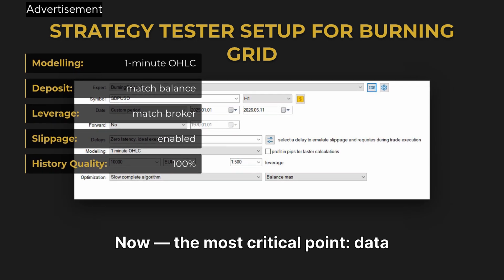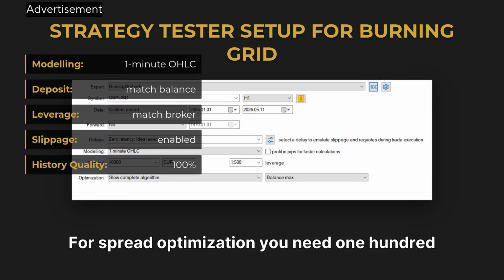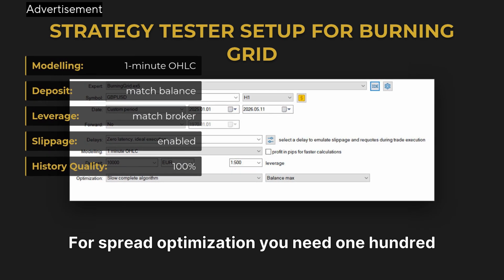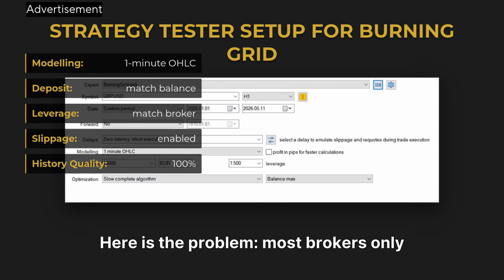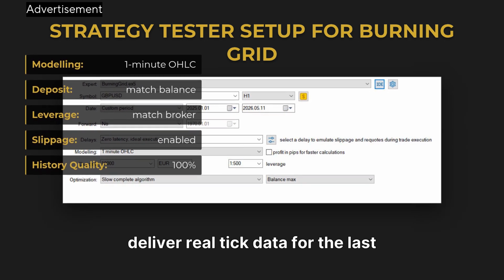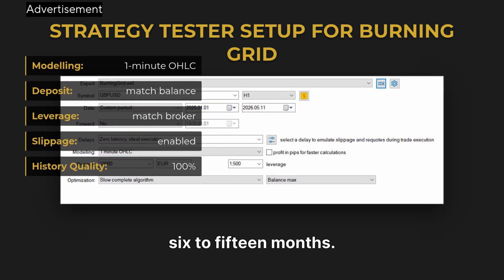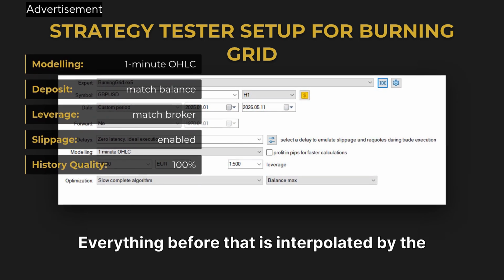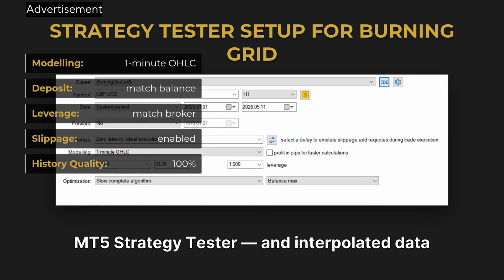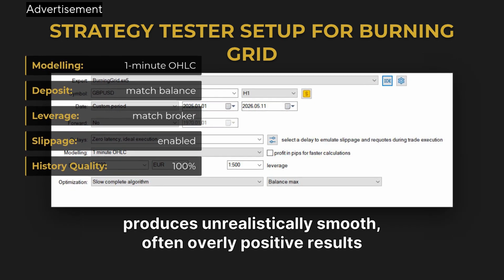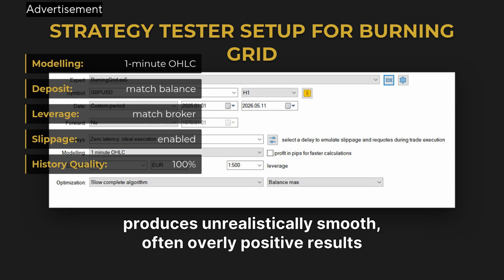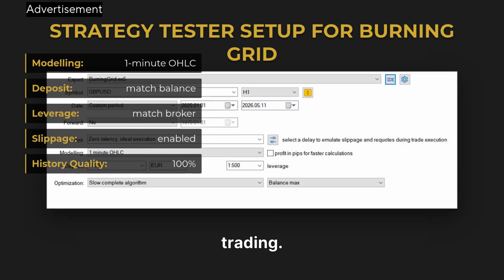Now, the most critical point, data quality. For spread optimization, you need 100% history quality. Here's the problem. Most brokers only deliver real tick data for the last 6 to 15 months. Everything before that is interpolated by the MT5 Strategy Tester. And interpolated data produces unrealistically smooth, often overly positive results that you will never see in live trading.